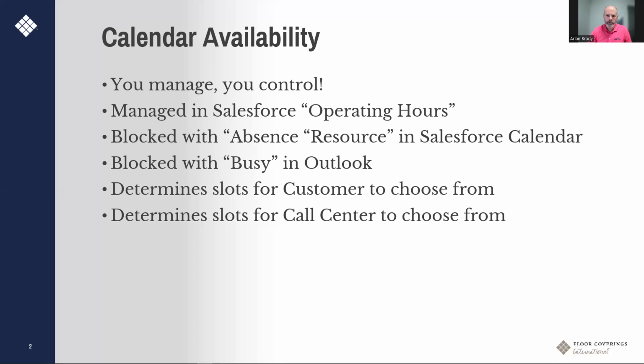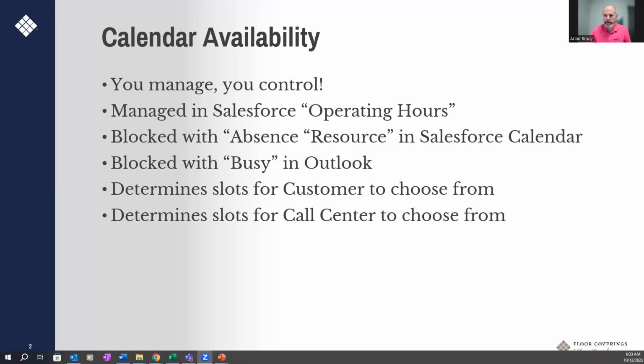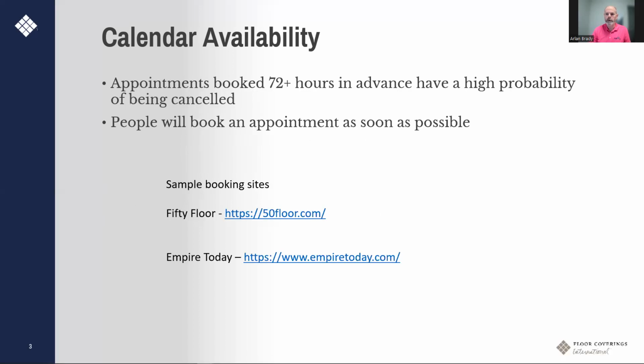And again, we're talking about the slots that a customer has the ability to see on the website or slots that the call center can see. So by comparison, we're going to take a look at a couple of sample booking sites from 50 Floors from Empire and see what they can do for me. I will tell you that appointments that are booked 72 hours in advance or more have a high probability of being canceled. What does that look like?